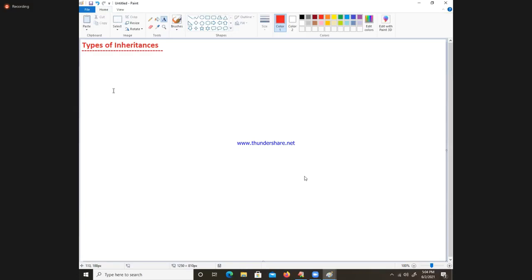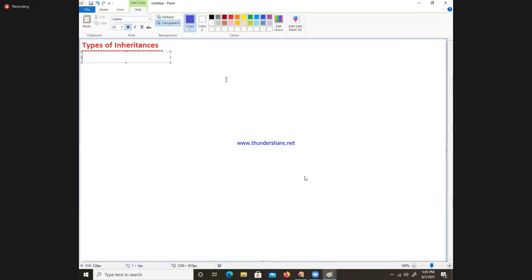Type of inheritance is one type of model, one type of pattern, which makes us understand how the features are inherited from one class into another class. Now I am writing: type of inheritance makes us understand how the features are inheriting from one class into another class.